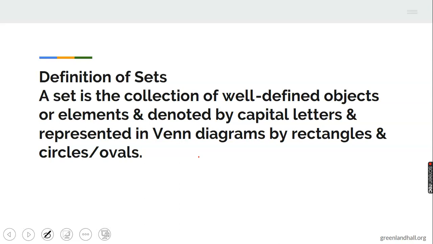Definition of sets. A set is the collection of well-defined objects or elements, denoted by capital letters and represented in Venn diagrams by rectangles and circles or ovals.